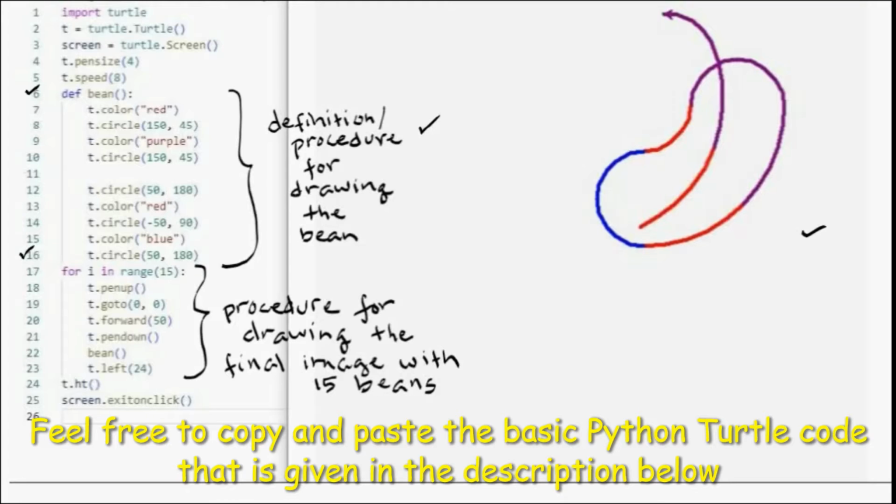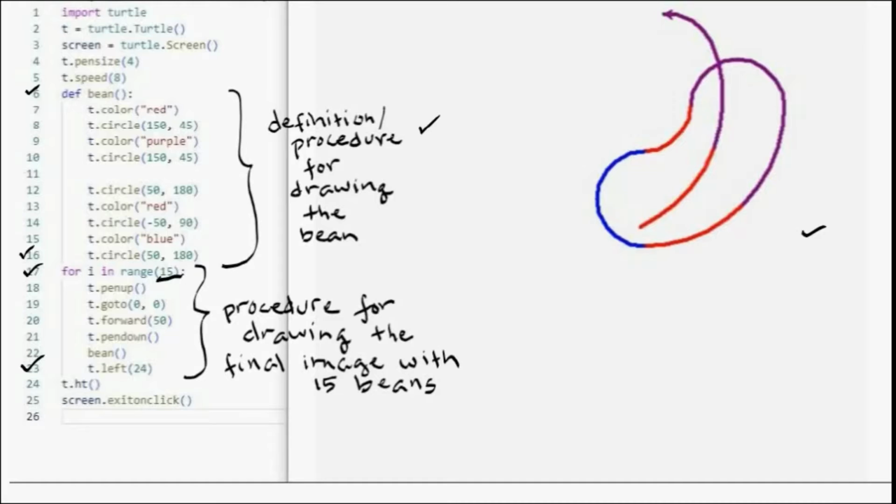Now, before we go over the steps in the procedure for drawing the bean, let me start with lines number 17 up to 23. These steps compose the procedure for drawing the final composite picture composed of the 15 beans. Okay. Note that I have 15 here. That's 15 beans. First step, I need to move my pen up so that I don't generate any line while I am moving the turtle.